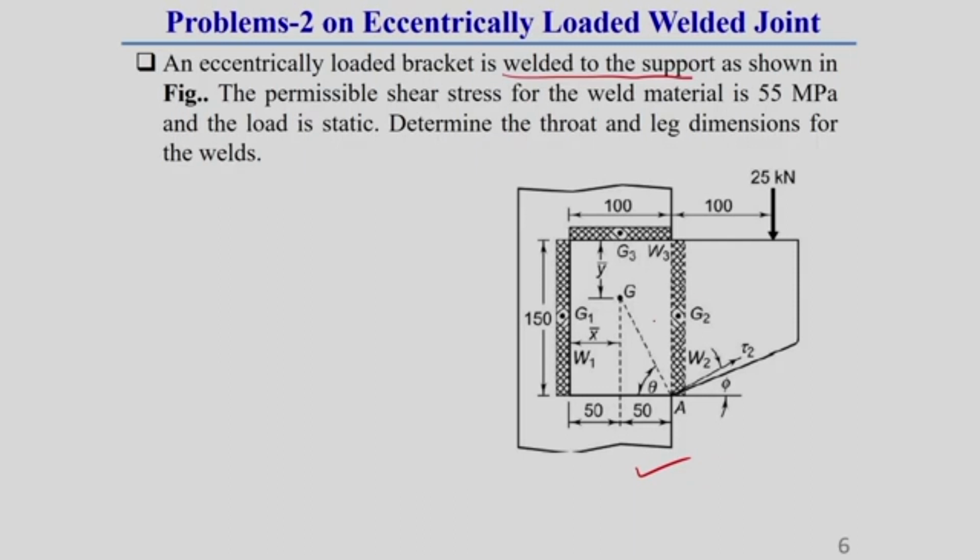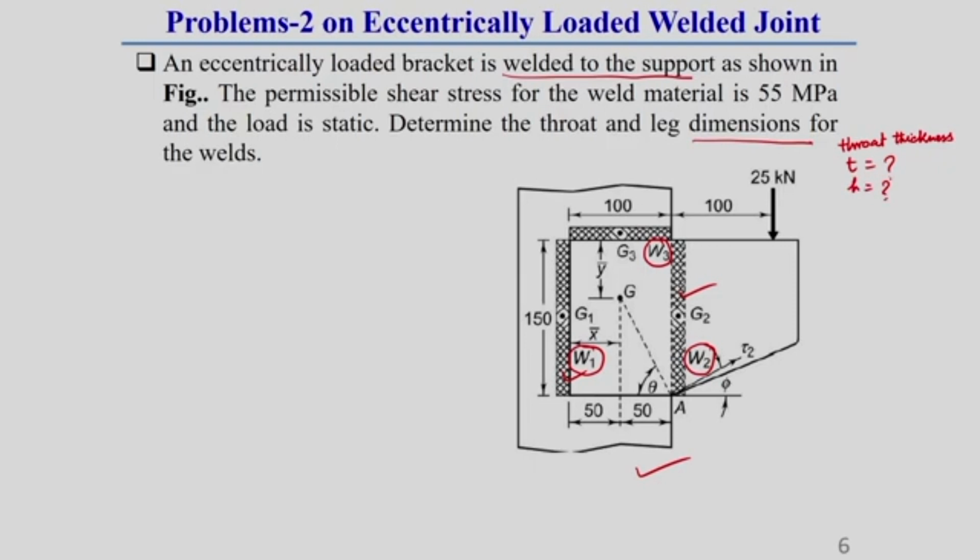2 vertical welds: this is one vertical weld, this is another, so this is vertical weld 1 and this is vertical weld 2. Another horizontal weld is also there, which I am representing as W3. If the welding is done like this in this bracket, what should be the dimension of this weld, that we have to find out. Dimension of the weld means here also we have to find out the throat thickness T, and also the leg length H.